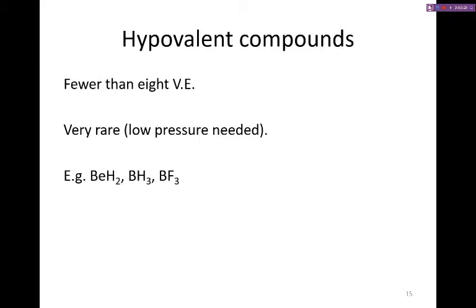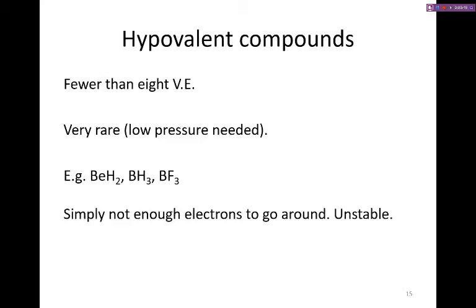And what you'll notice is that the central atom in all of these cases are small elements that are just at the beginning of the periodic table, and they don't come in with very many valence electrons. And therefore, they just don't have enough to go around. And so these molecules are very unstable. If they are produced, then they very quickly react with other elements, other molecules that have excess electrons.